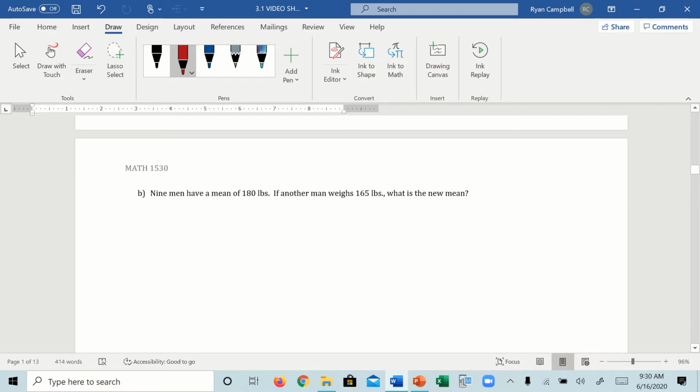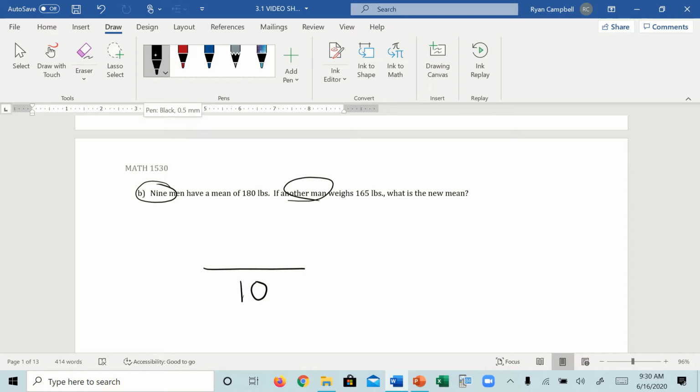All right, let's do another one like that, because that was a little trickier. So 9 men have a mean of 180 pounds. If another man weighs 165 pounds, what's the new mean? So again, if we think about it, how many men do we have now? So we have 9 and then an additional one, so that'd be 10. So we need 10 numbers up here on top.